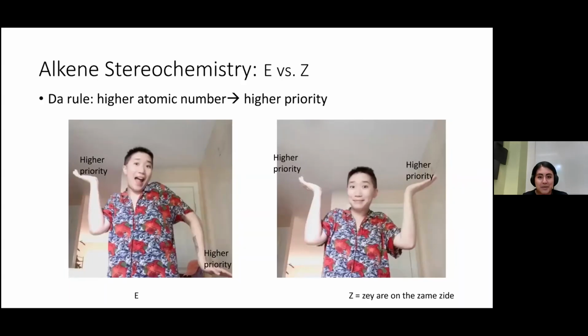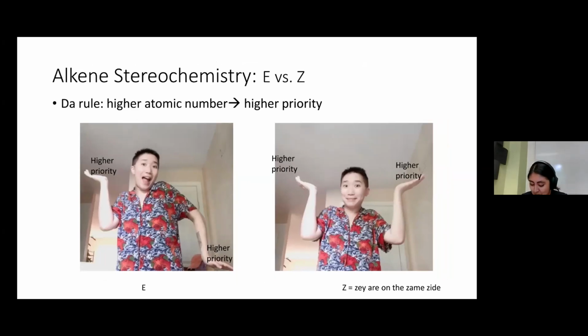So this is a slide from last summer. Buffon did this lecture, and I really like the slide, so it's here. Essentially, when it comes to the E and Z configurations and how to denote them, you first have to look at the higher priority groups. Higher priority means higher atomic number. When the higher priority groups are opposite from each other, we denote them with an E. If they're on the same side, we denote them with a Z. An easy way to remember is Z as in same.